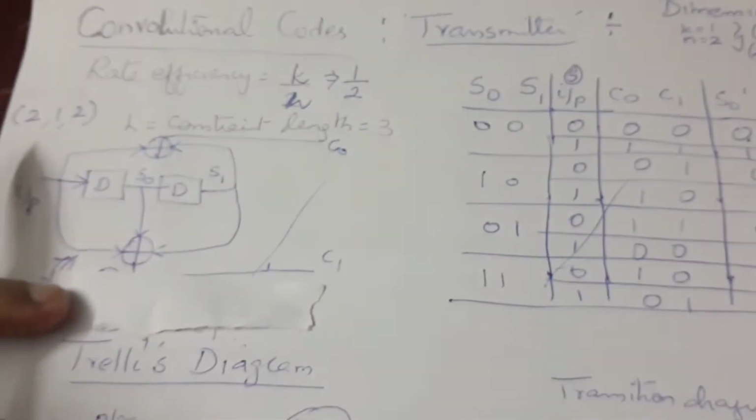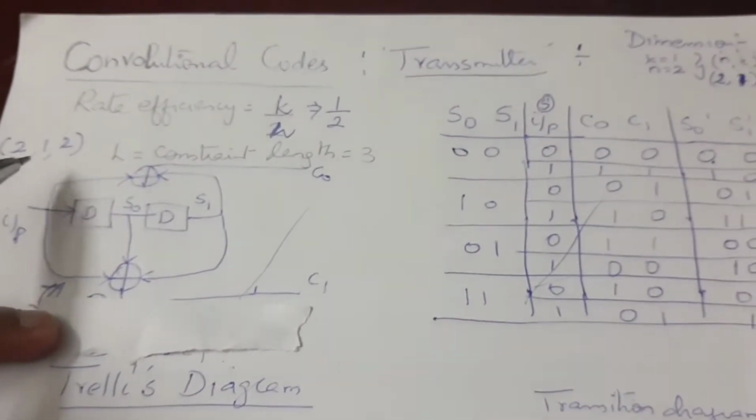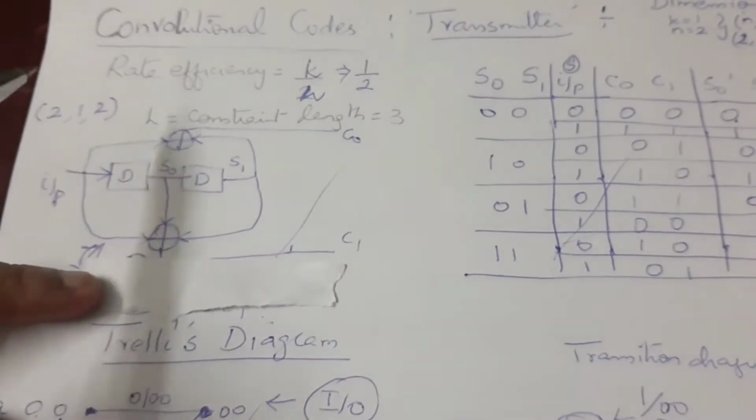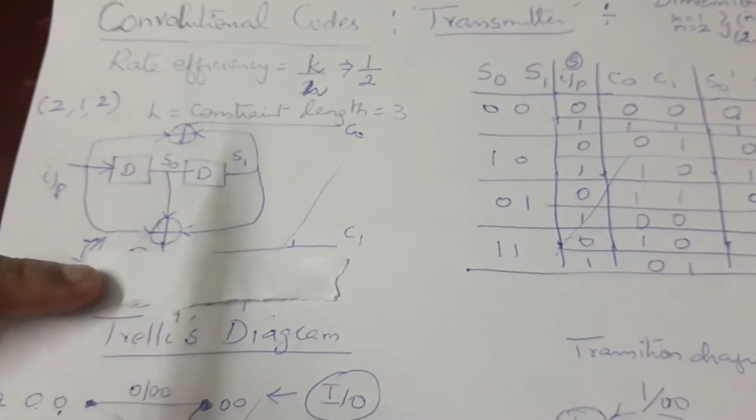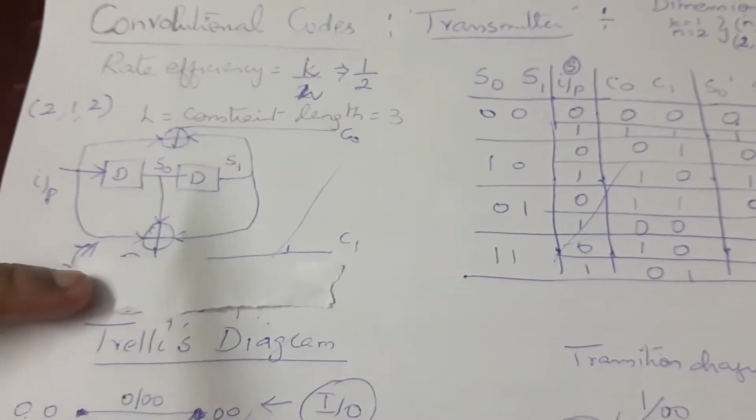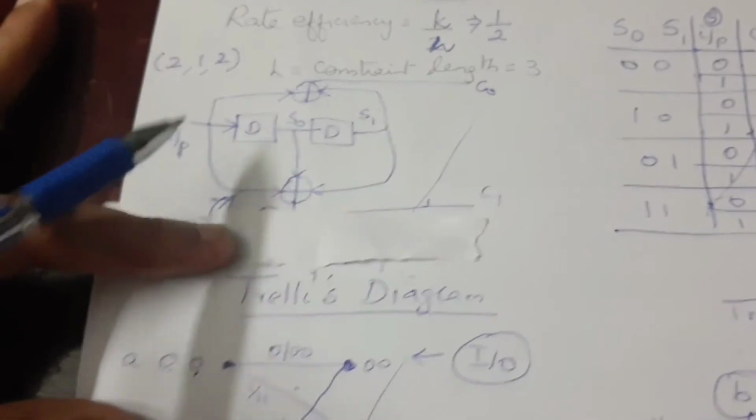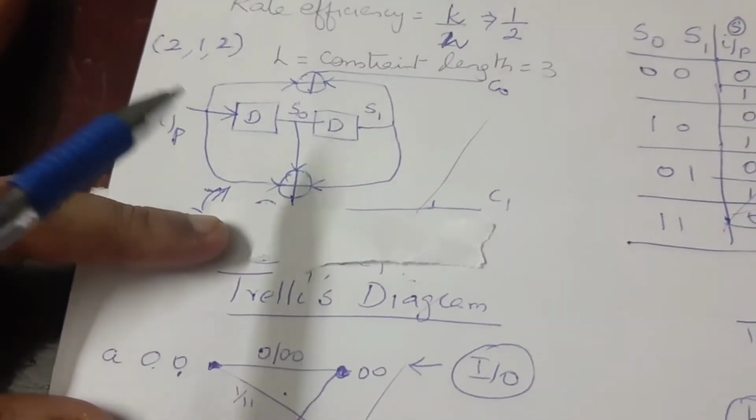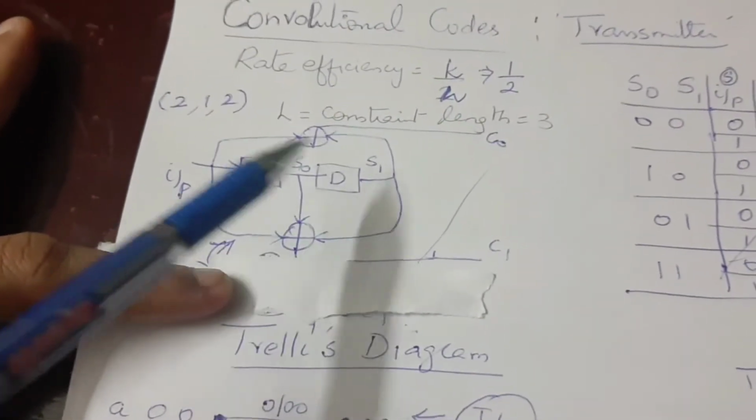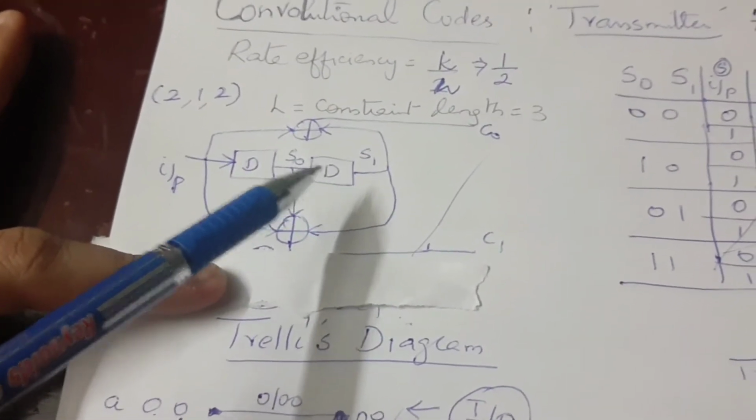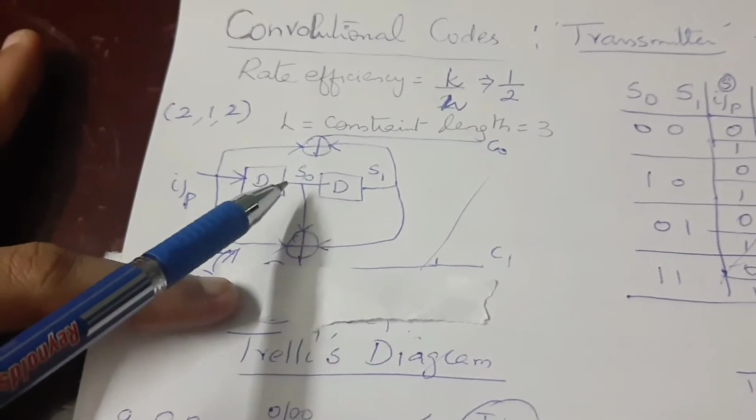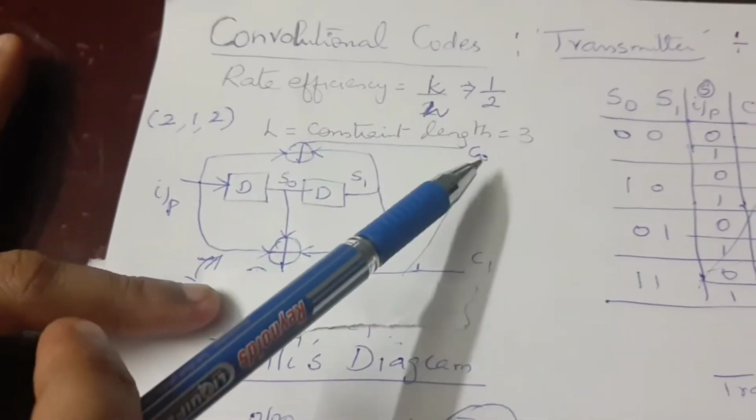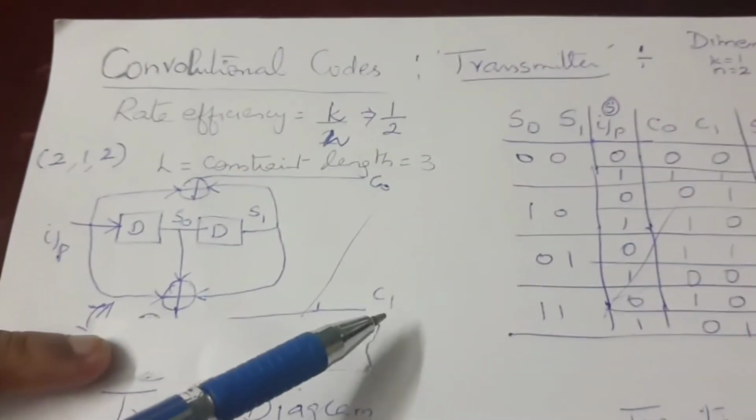So it is 2, 1. That is the dimension, 2. The last 2 indicates how many shift registers are used in the convolution encoder block diagram. So this is the generalized block diagram shown for a convolution encoder. We have 2 shift registers. The D is going to be denoted as the 2 shift registers, and the outputs of the shift registers are S0 and S1. We are going to create the final outputs C0 and C1.